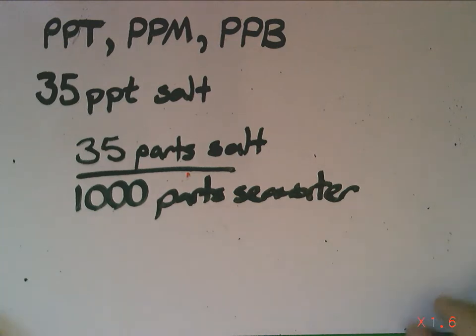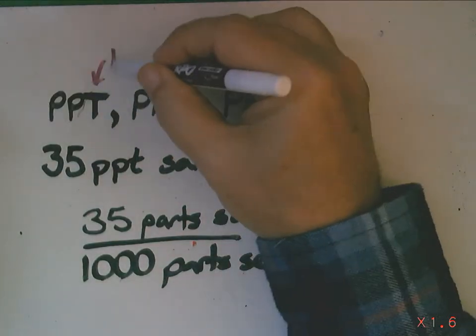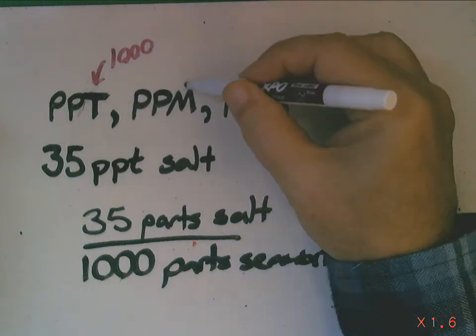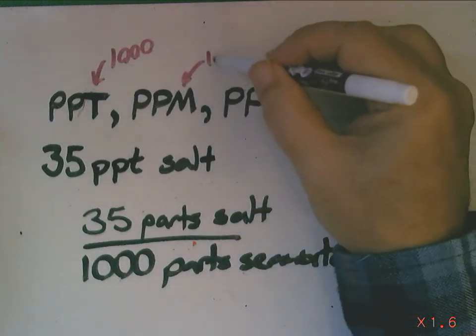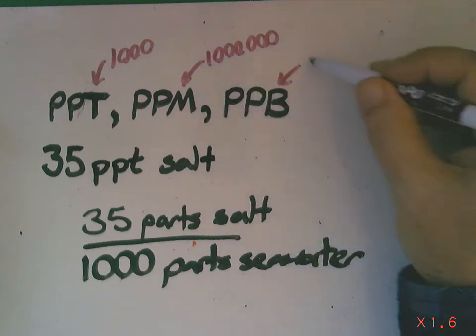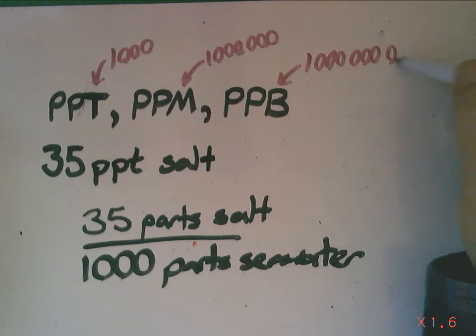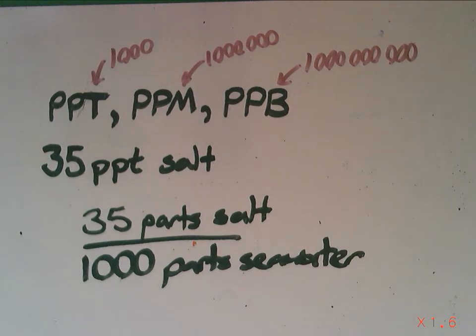You just have to remember that the T is thousands, parts per thousand. The M is millions. And the B is billions. And these are long enough numbers that you could use powers of 10. So let's do an example.